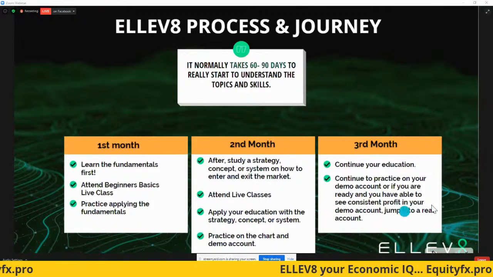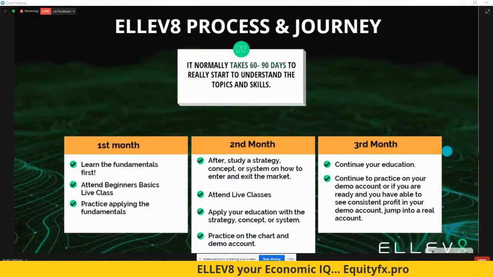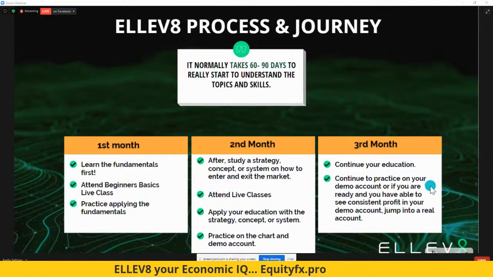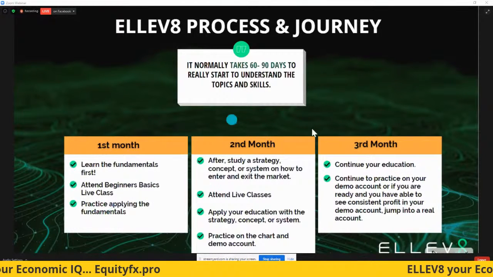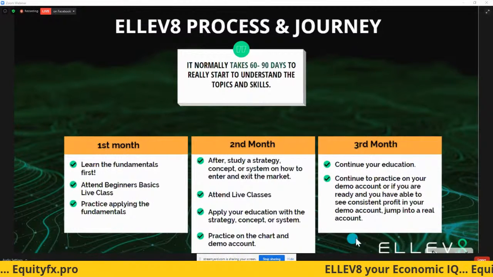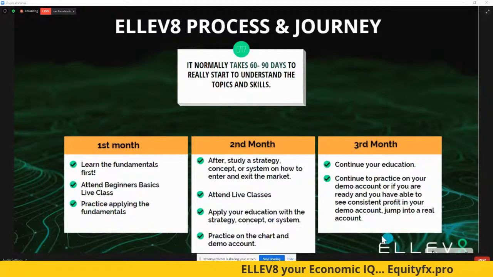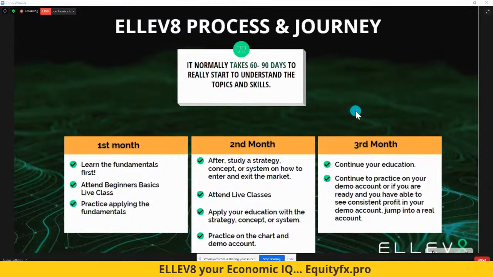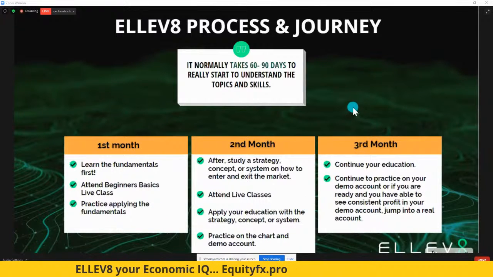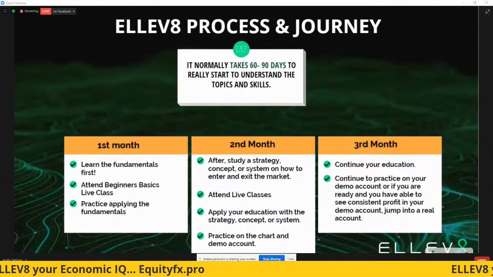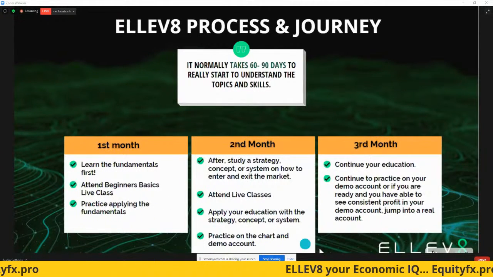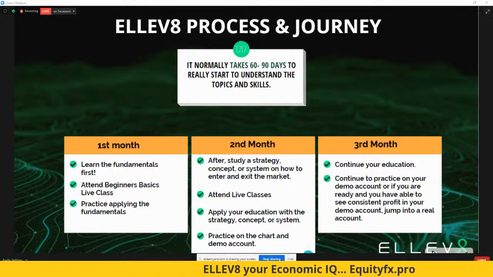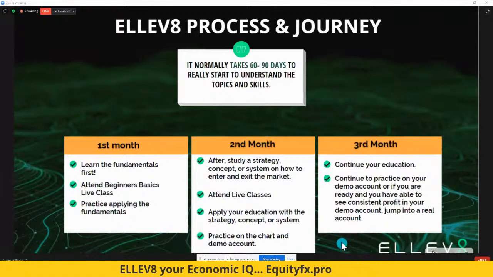Now, this is just an example. It might be different for somebody else. Like I said before, we all don't fit the same shoes. Your process might be different, but this is just a template for how you can go about this journey in ELLEV8 when you get started. But it all depends on you. It all depends how much you show up for yourself here, here, and here. That will determine your results.